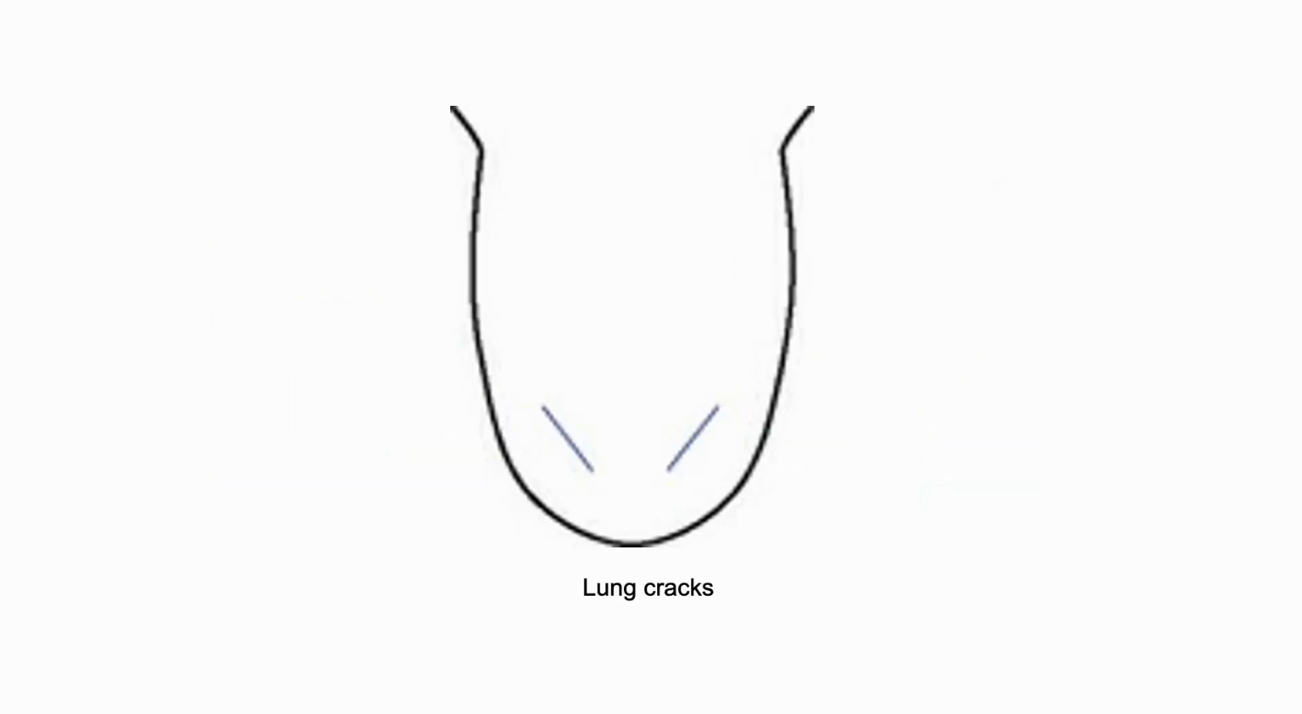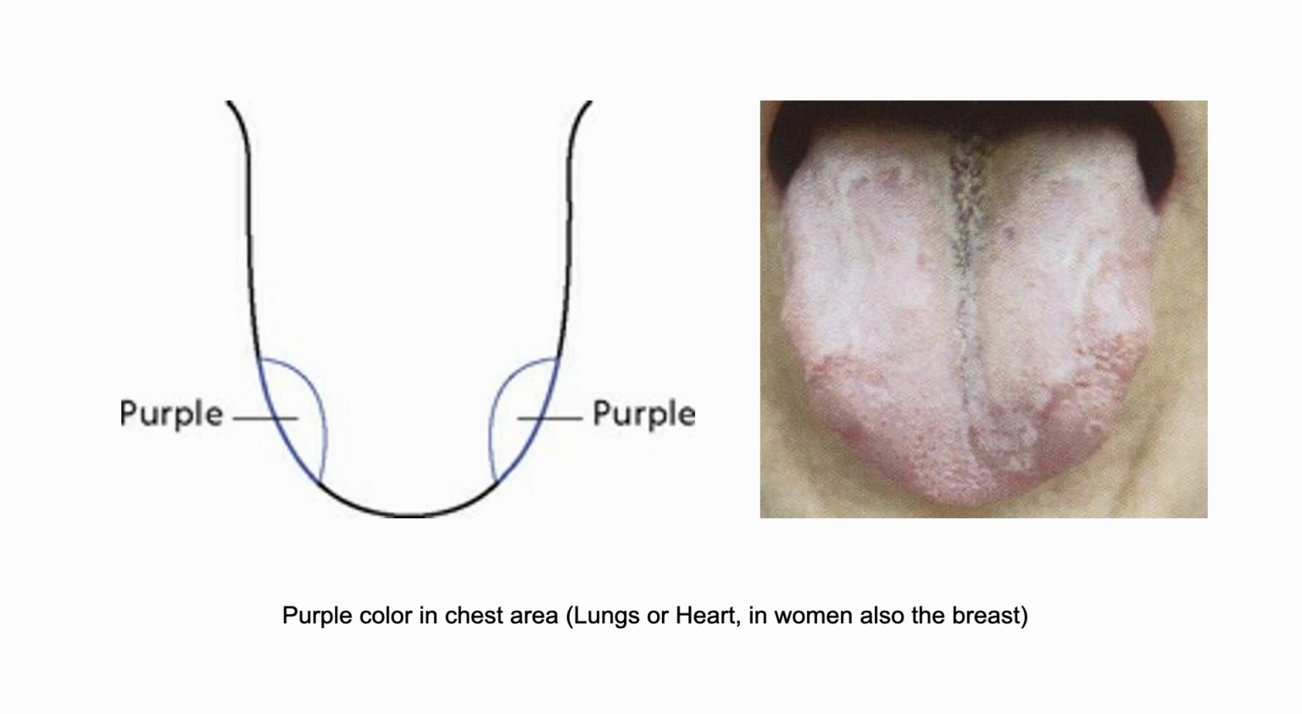As far as cracks are concerned, lung cracks are usually located in the area between the tip and the center. A purple color on the sides of the tongue, between the tip and center, may be related to the lungs or heart. It indicates blood stasis, and in lung disease, it is seen in chronic asthma or emphysema, while in heart disease, it is seen in coronary heart disease or angina. The purple patch may be unilateral or bilateral. In women, in addition, a purple color in that area may also indicate a breast pathology.